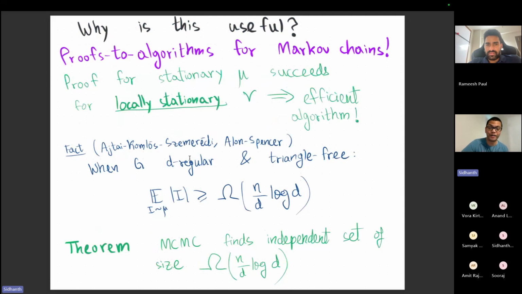All right. So now I defined what a locally stationary distribution is for you, and why is this a useful notion? We'll see one instance of a sort of meta principle: if you have a proof that sampling from the true stationary distribution mu succeeds for some algorithmic application, and if you can verify that the same proof only uses local stationarity instead of full stationarity, then you automatically get an efficient algorithm via running a Markov chain. Okay, that was abstract.